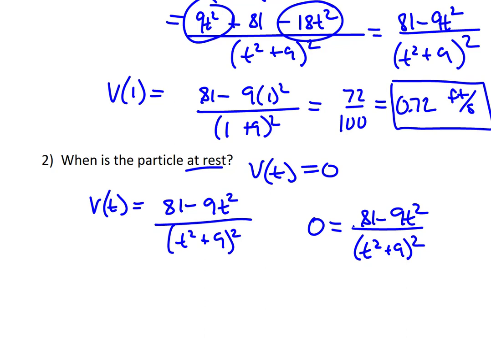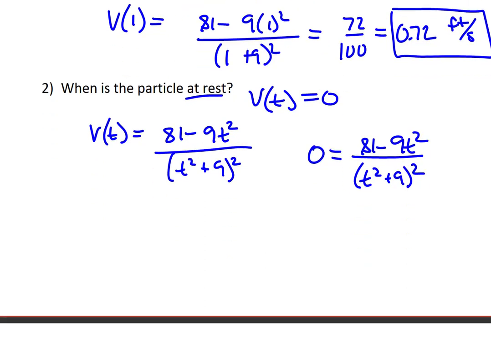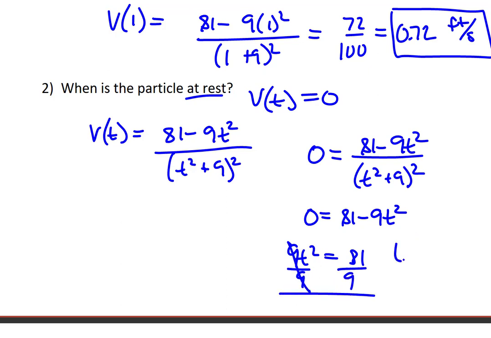But if a fraction equals 0, that's equivalent to its numerator being 0. So we could say this really means 0 equals 81 minus 9t squared. You could also cross multiply in that previous step if you like, but ultimately you're going to get this. And then of course if you just add 9t squared to both sides, you'll end up with 9t squared equals 81. If we divide both sides by 9, then we get t squared equals 9.